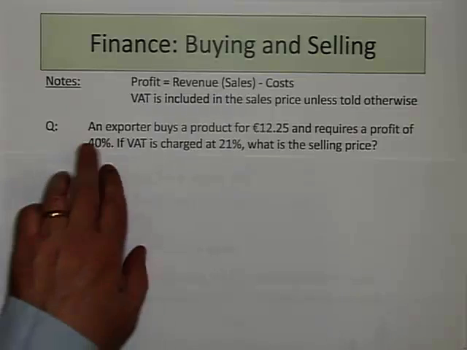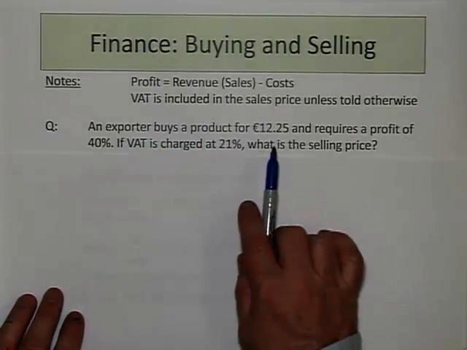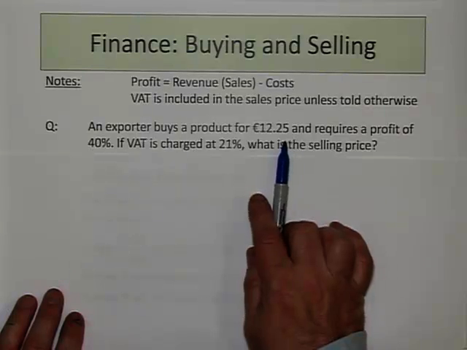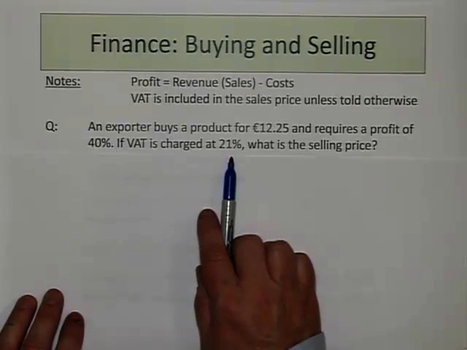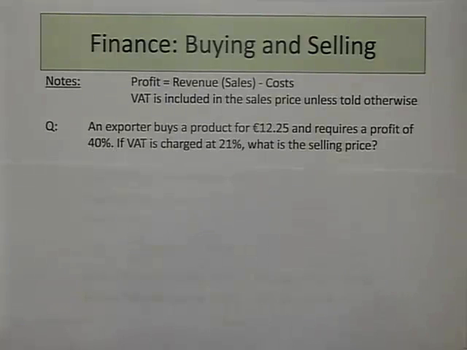So here's a question now. We're looking at a question where an exporter buys a product for $12.25 and requires a profit of 40%. If VAT is charged at 21%, what's the selling price? Now, there's an awful lot going on there. So it might be useful just to take some time out and see if we can work out the steps. You buy something for $12.25. You want a profit of 40, and there's VAT on top of that again. Well, actually, the profit is what you're looking for. The VAT we can put on later, so we can do this in 2 steps.